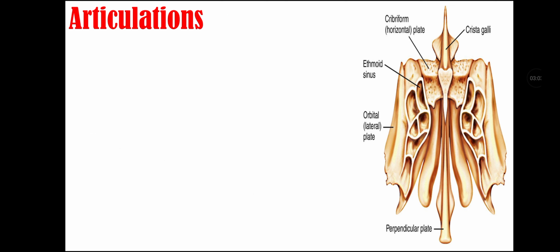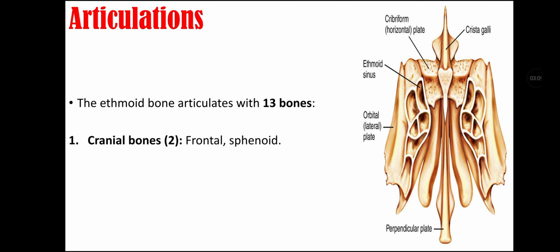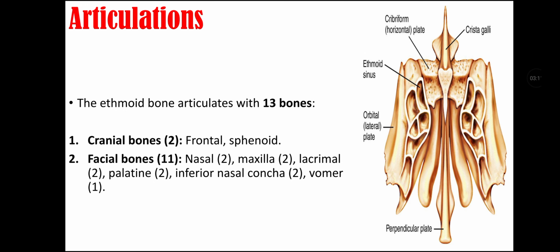Now let's talk about articulations of ethmoid bone. Ethmoid bone articulates with 13 bones that include its articulation with cranial bones and facial bones. Articulation of ethmoid bone with cranial bones include articulation with frontal bone and sphenoid bone. Articulation of ethmoid bone with facial bones include articulation with two nasal bones, two maxillary bones, two lacrimal bones, two palatine bones, two inferior nasal conchae, and one vomer.